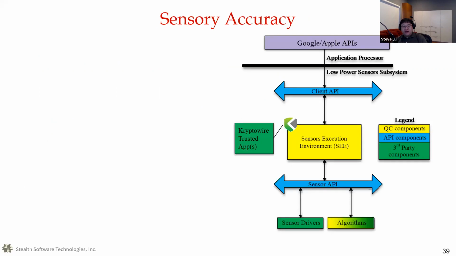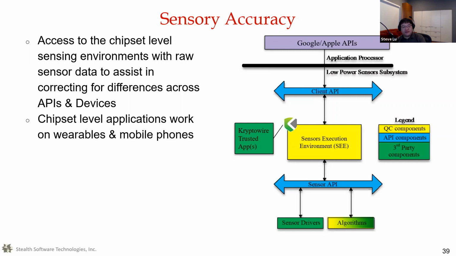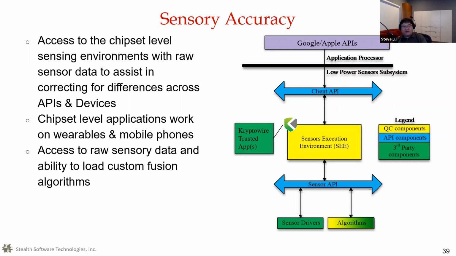And overall, having chipset level access to these sensing environments and this raw sensor data allows for quite accurate decision making for whether or not you think that this encounter contributed more or less risk. Again, the details of this are in the paper, but this is just a high level summary of what the engineering efforts were in terms of actually getting the weights associated to each of the tokens.